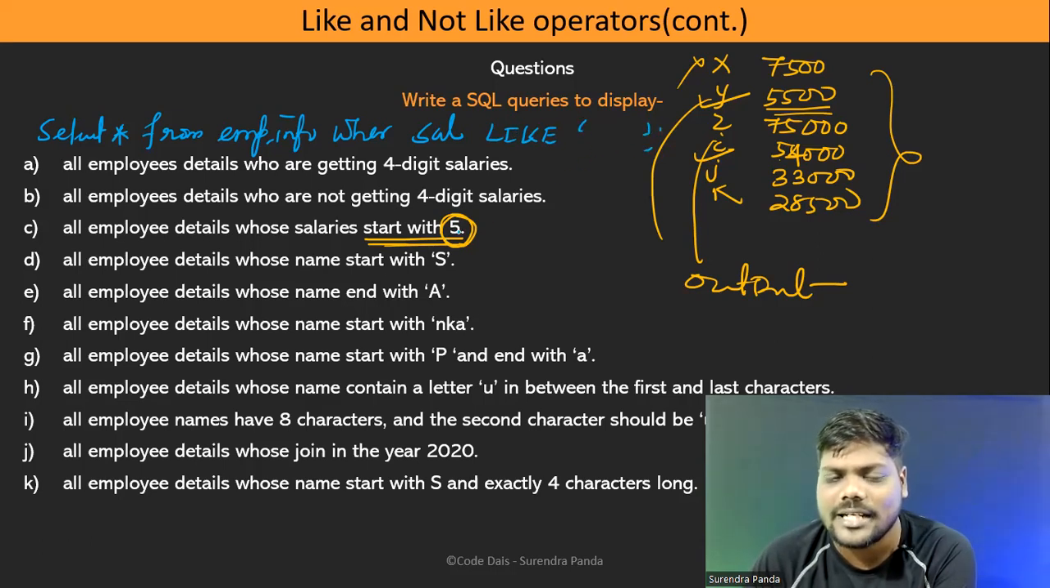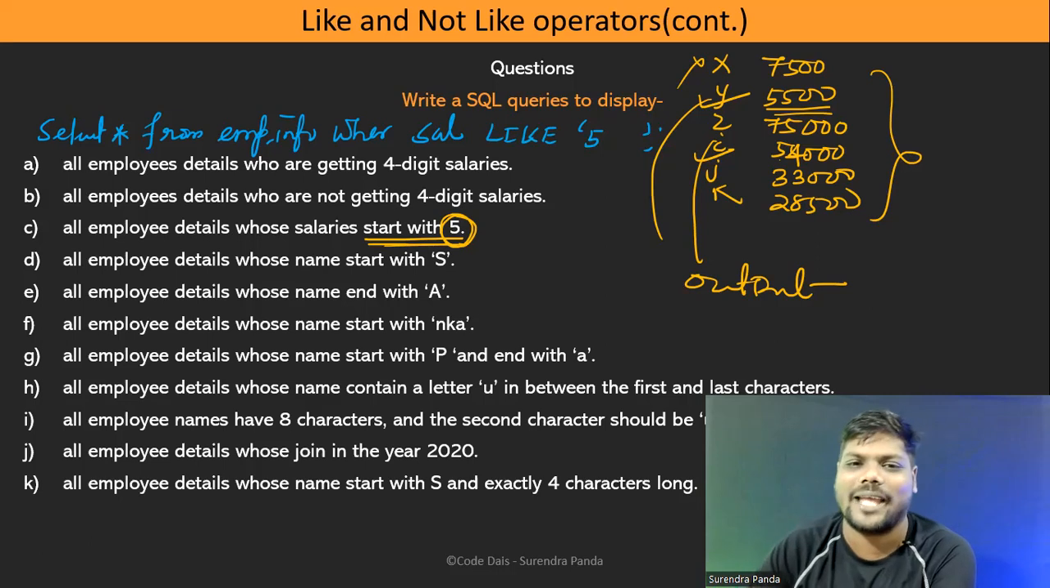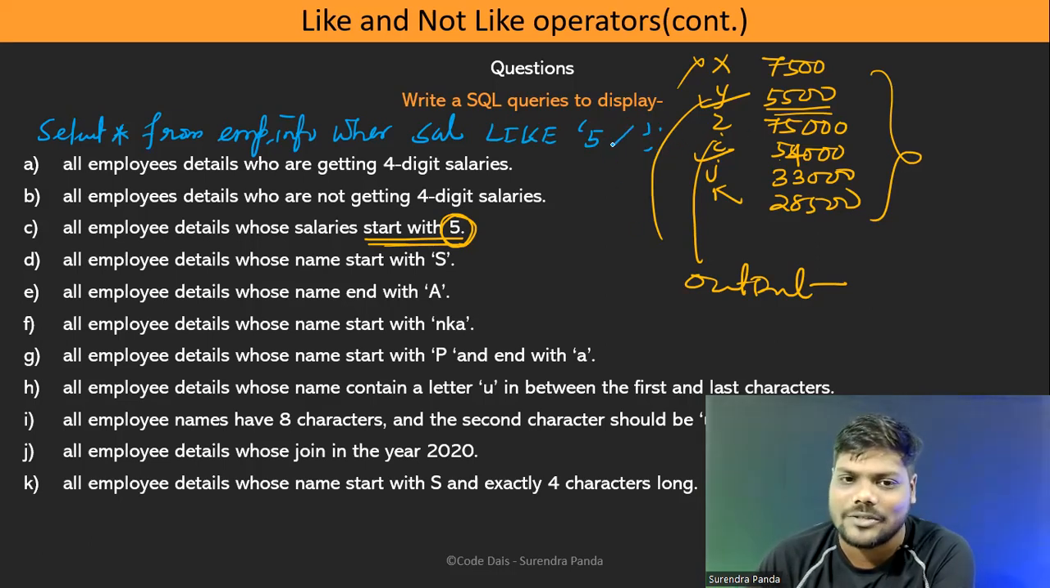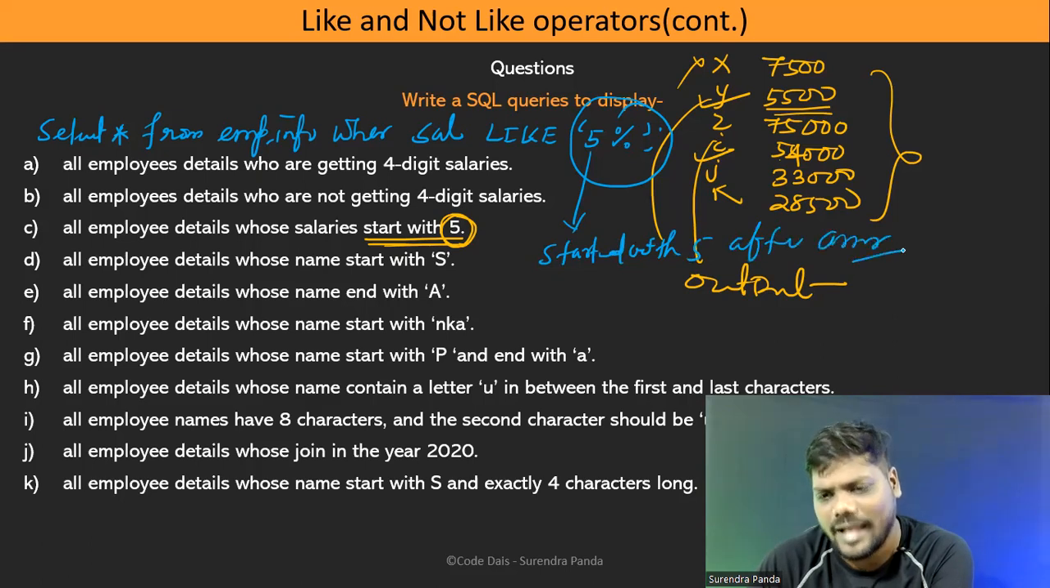What pattern? Started with 5. After that, how many characters do you want? Any number of characters here. It can be 4, 5, 7, any number of characters. So that means you have to use the percent symbol. What is the meaning of this pattern? Started with 5. After that, any number of characters allowed.